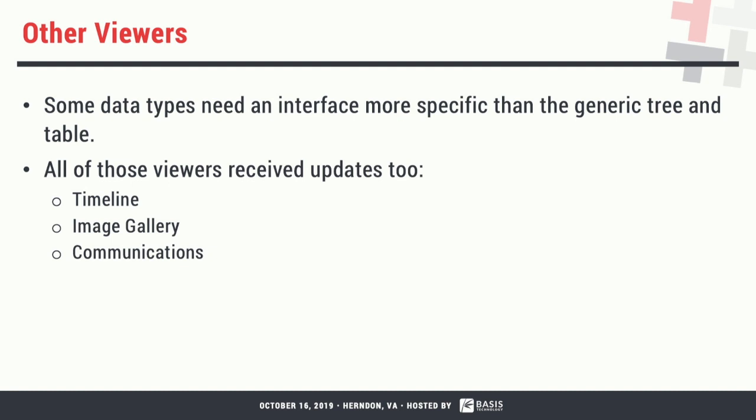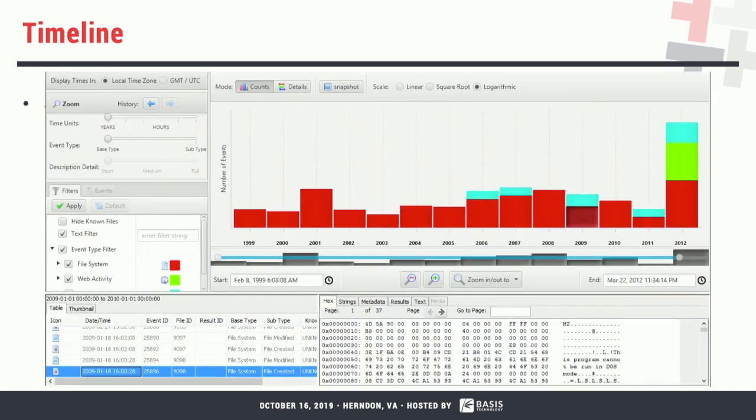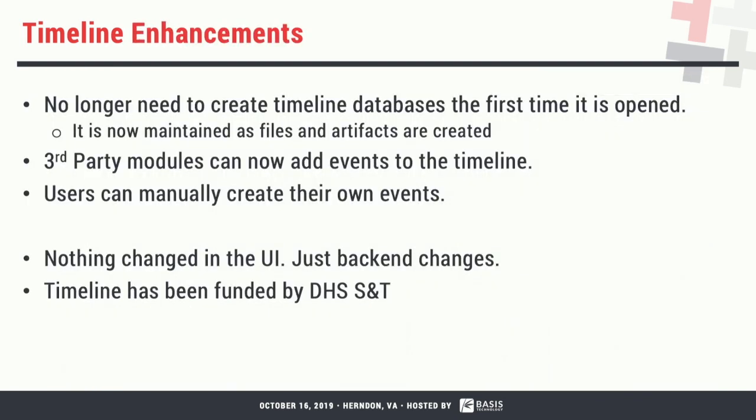So we have three specialized viewers as well. Those got some love this past year. We have Timeline, Image Gallery, and Communications. Timeline is a viewer all about viewing events. Here's one view as a bar chart. There's another view, which is more of a sequential clustered view. There's a list view. The talk this afternoon goes into more detail, but this is the basic idea of the Timeline UI. The big changes this past year were really core infrastructure.